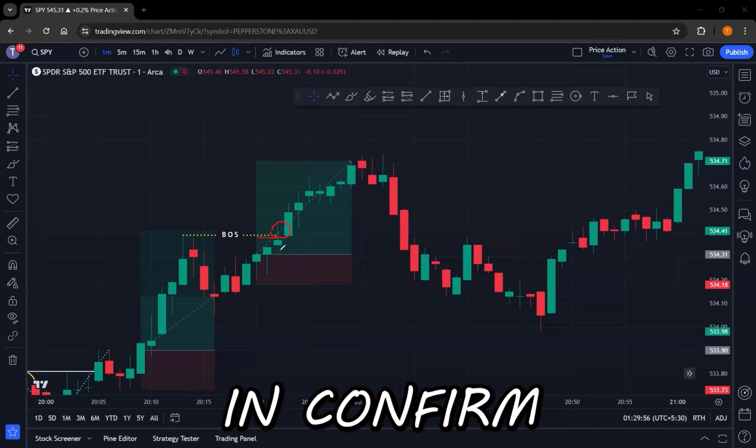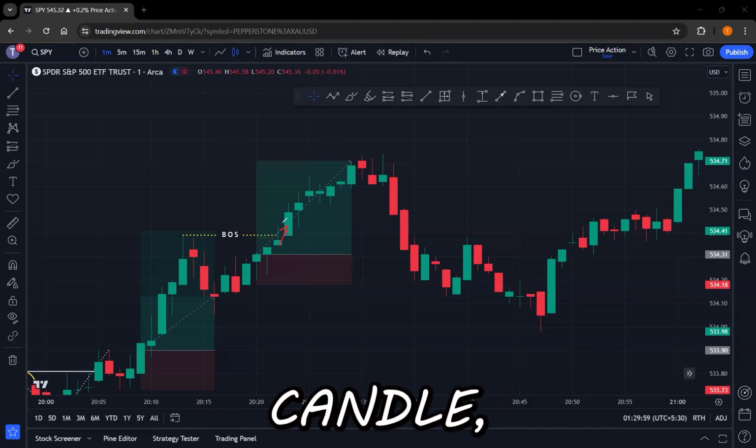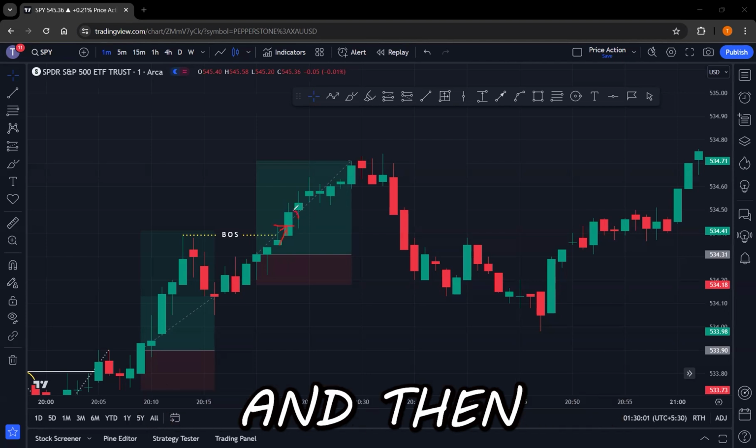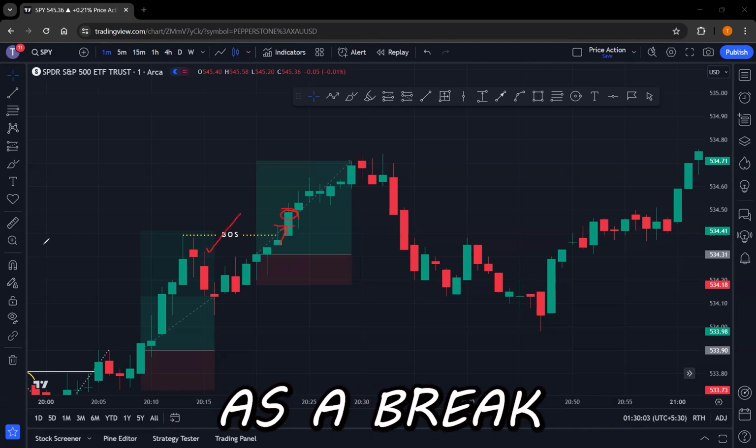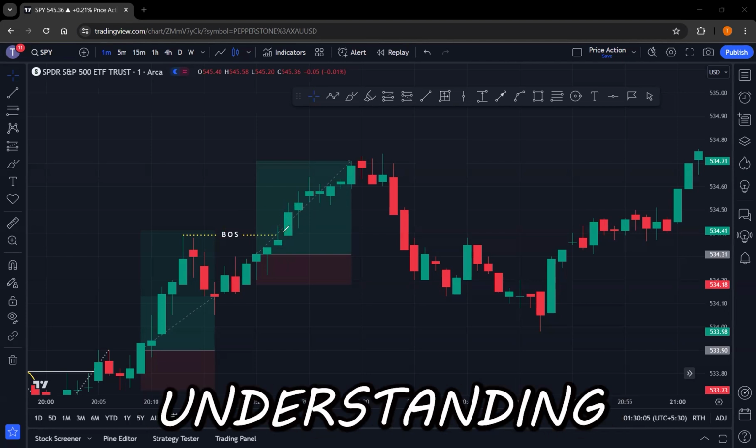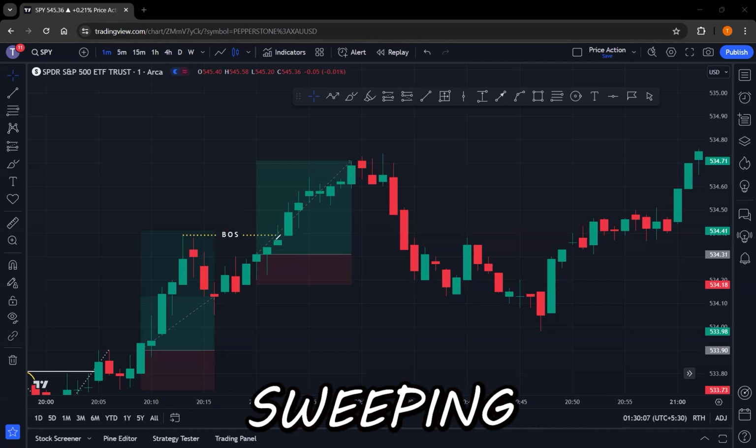Okay, the price didn't confirm with the body, but as soon as another candle broke the high of the previous candle and then confirmed it with the body, this will be confirmed as a breaker structure. So the major difference you have to understand while there is a sweep in the market is this.